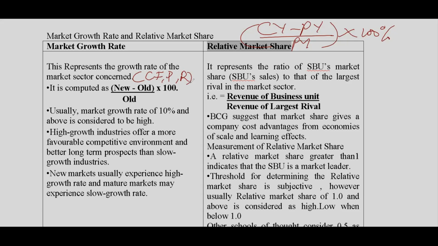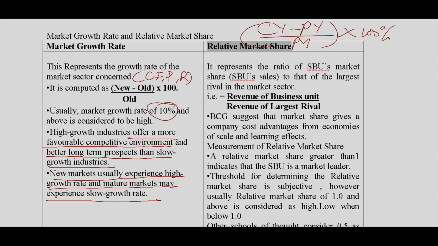Now, one thing you must know is that sometimes the student can calculate it, but doesn't know which growth rate is considered high and which is considered low. When you are calculating market growth, 10% and above is high. Anything below 10% is considered low. High growth rate industries offer a more favorable competitive environment and better long-term prospects than slow growth industries. New markets usually experience high growth rates and mature markets may experience slow growth rates. So please remember this. We are going to take some illustrations right after.